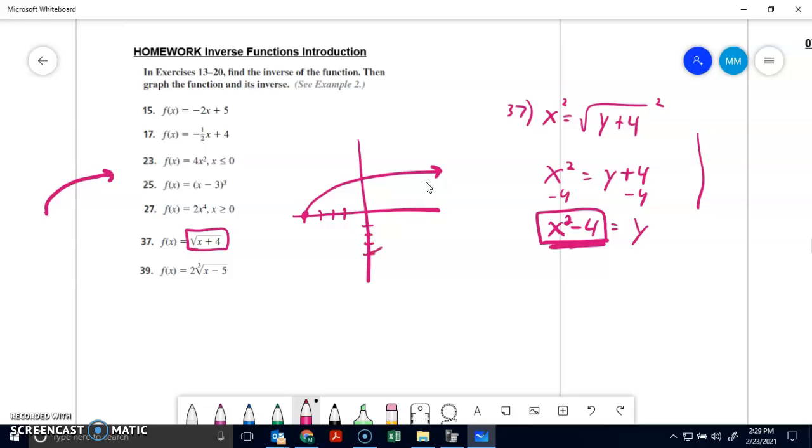But again, look at it. What do I need? Which part do I want? I only want the one side of it. Okay? So this has been moved left 4. This has been moved down 4. I don't want this back side of the parabola. The left side is not part of the inverse. The inverse is only the one side of it.